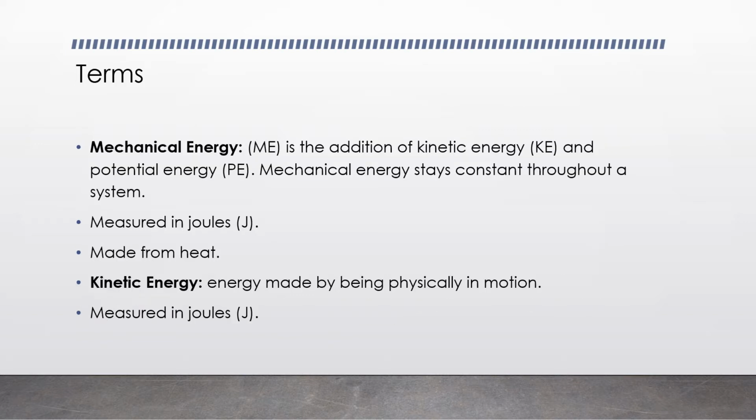Okay, so there's some terms you need to know before diving more into the subject. So first is mechanical energy. We're all pretty familiar with it. It's the power that an object gets from its position and motion. It's also the addition of kinetic energy and potential energy. Mechanical energy stays constant throughout a system. It's measured in joules, and it's made from heat using the laws of thermodynamics. Also, kinetic energy is energy made by being physically in motion, also measured in joules.